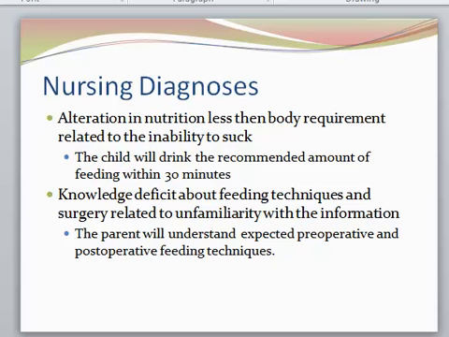Okay, that will be the end of cleft lip and cleft palate.